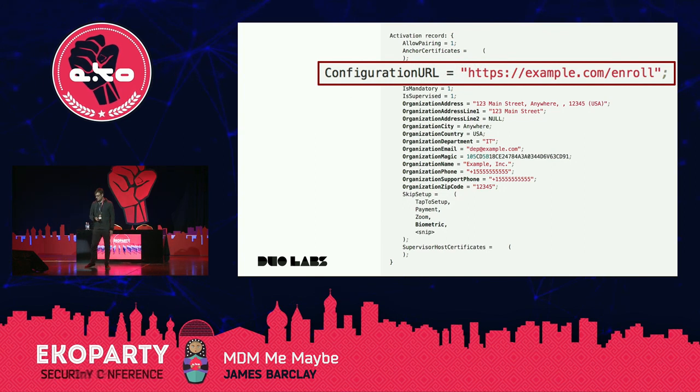You'll notice one of the things here is the so-called configuration URL. This is the URL of the MDM server. That's how the device is going to know which MDM server to communicate with. In addition to that, we've got information about the organization that owns this device: the organization's email, support phone numbers, physical addresses, and so on.